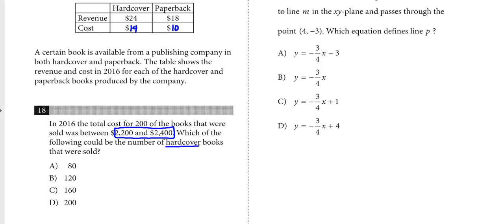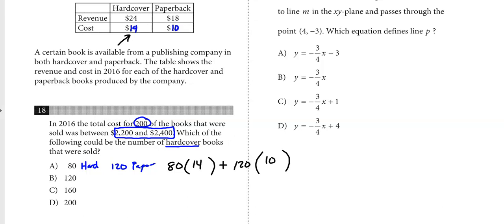All right. Well, I would just test these. So if there's 80 hardcover books, that means there's going to be 120 paperbacks. Because remember, we had to add up to 200. So that's the combination to try. If I do 80 hardcover books, the cost of each hardcover is $14. And if I have 120 paperbacks, the cost was $10. So when I put that together, I would get 1120 plus 1200. So that gives me 2320, which does fit right into my range.